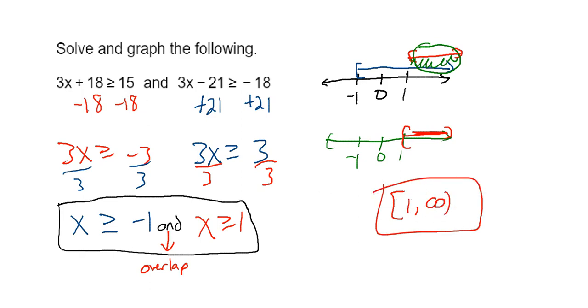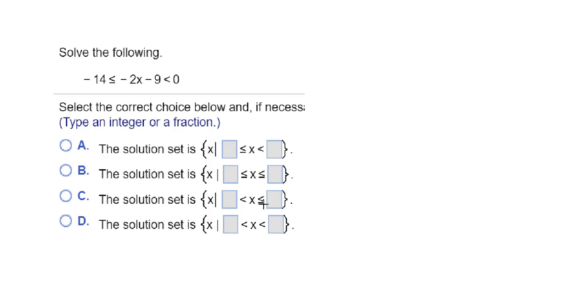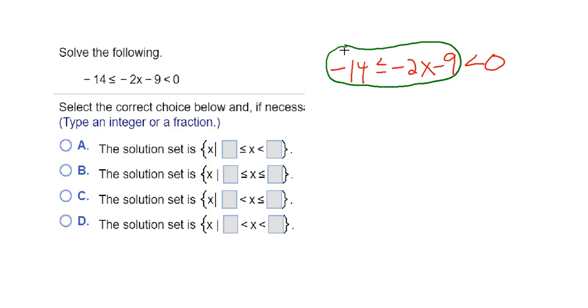All right. Last example. So this one is set up in an unusual way. I guess it's not unusual, but a way that we haven't seen yet anyways. So this is also a compound inequality. We have two inequalities here. We have negative 14 is less than or equal to negative 2x minus 9. We also have that negative 2x minus 9 is supposed to be less than 0.